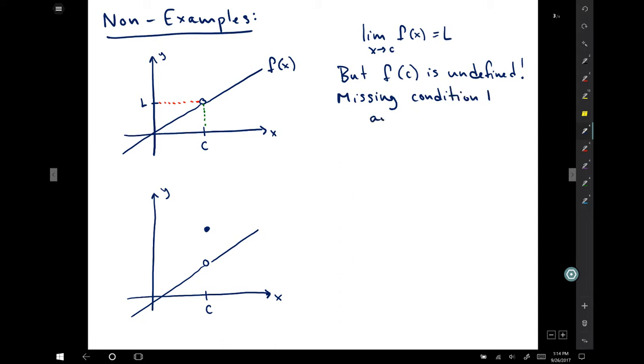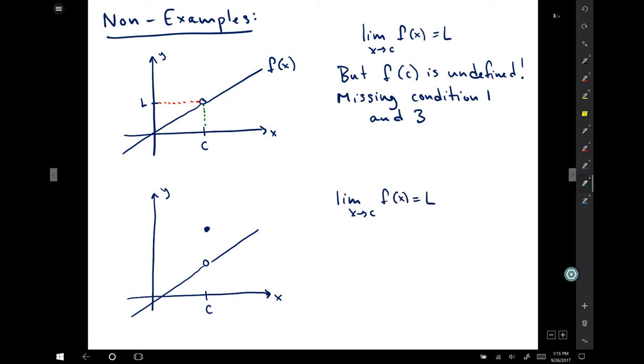And 3, technically, because if the function isn't defined, the limit can't be equal to the value of the function. So this is one picture of something that can go wrong. Down below, we have another picture of something that can go wrong. We have the limit as x goes to c of f of x is still equal to this value L.